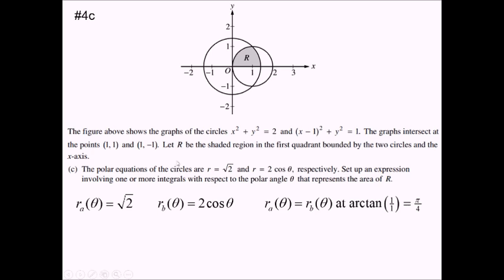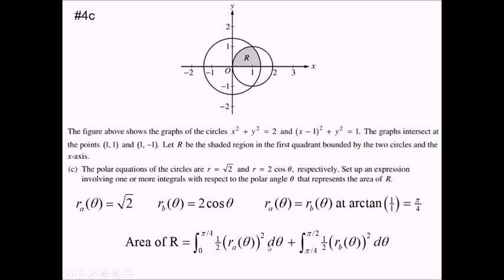So I'm going to have one integral going from 0 to pi over 4. And for that integral, I'm using the r sub a function, that big circle. So we're just going to write 1/2 times r sub a of theta squared, d theta. And now I have to add another integral. We have to have the other integral take over at pi over 4, going from pi over 4 all the way to pi over 2 here. And that's going to be 1/2 r sub b of theta squared, d theta. And there's our expression for the polar area version of this area R.